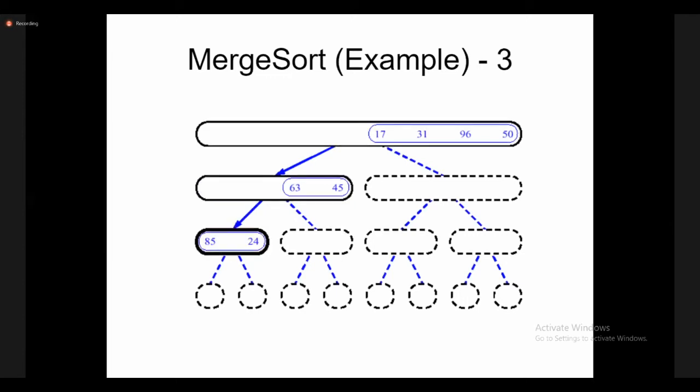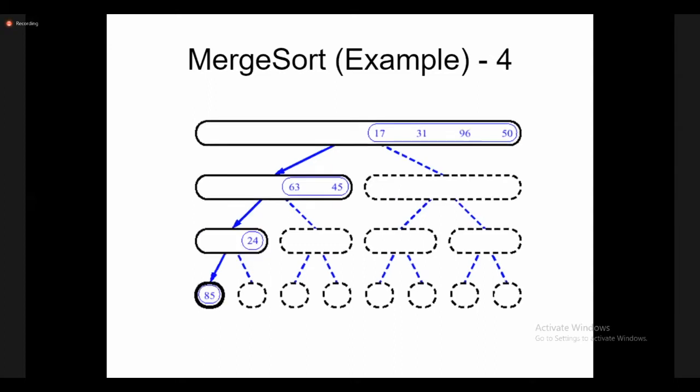85 and 24 is the one part. Again, 85, 24 divided into two parts. 85 is the one, so it contains only one element, so it is sorted itself. What does 85 sorted itself mean? 85 in sorted order. So that's why it again goes to the right side.